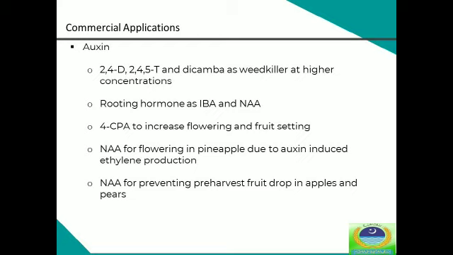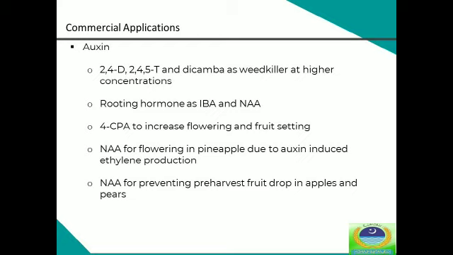For example, 2,4-dichlorophenoxyacetic acid or 2,4,5-trichlorophenoxyacetic acid and dicamba are well-known weed killers, weedicides. They also act as rooting hormones, for example, indole butyric acid and naphthalene acetic acid.